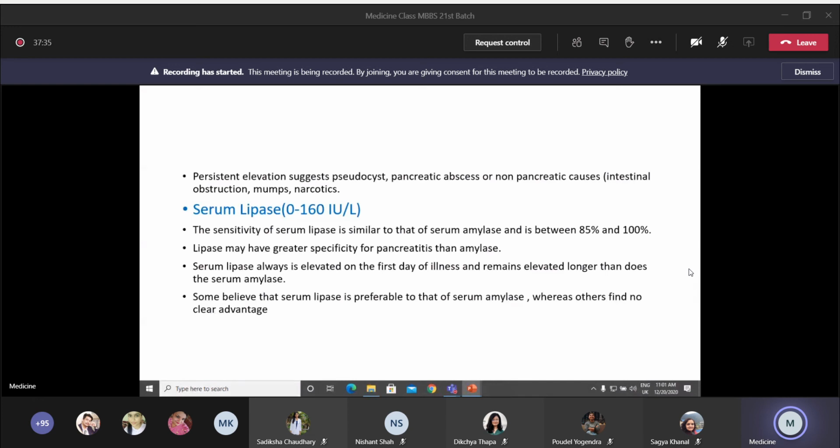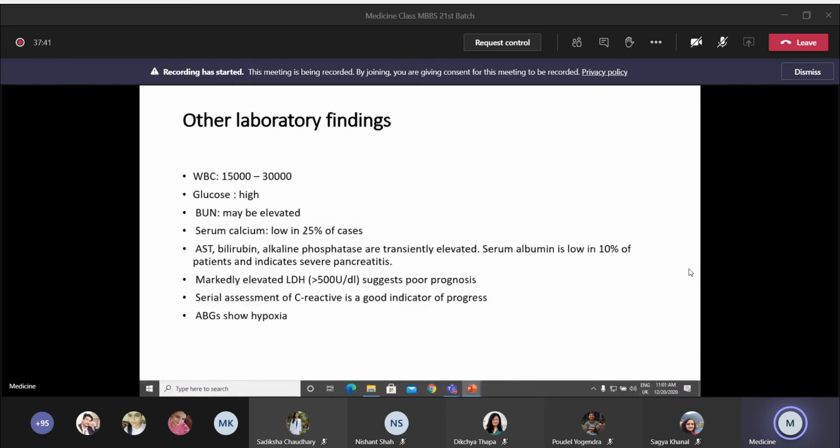So these are the much more specific enzymes, reliable for diagnosing acute pancreatitis. Other lab findings, this is just simple. There might be elevated WBC count, glucose might be high, serum calcium might be low, LFT might be deranged, LDH might be raised, which suggests a poor prognosis. C-reactive protein might be raised, and ABG might show hypoxia, especially in case of effusion or ARDS.